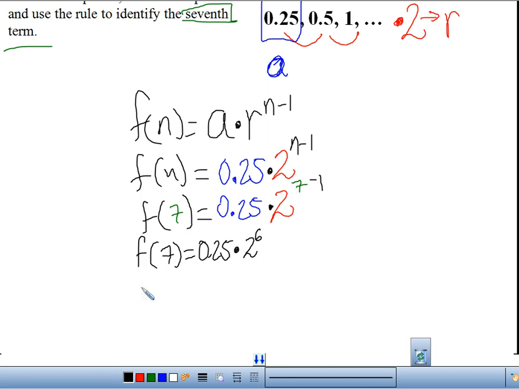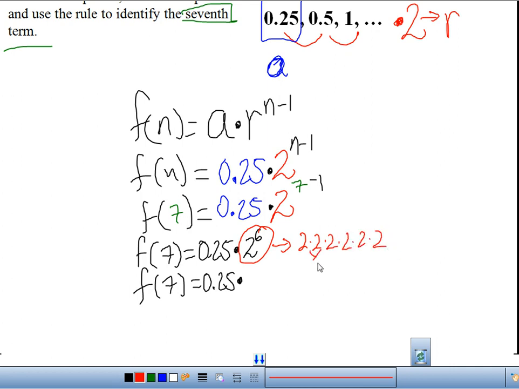So we get f of 7 equals 0.25 times 2 to the 6. I'm going to do 2 to the 6 over here to the side. This piece I'm going to do over here. 2 times 2 times 2 times 2 times 2 and times 2. What is 2 times 2? 4. 2 times 2, 4. 2 times 2, 4. So what is 4 times 4? 16 times 4? Yes, 64.